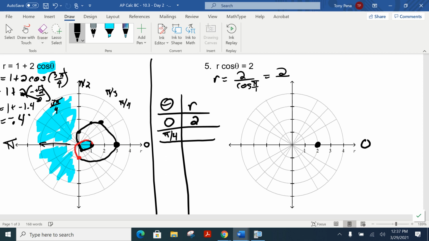So the cosine of pi over 4 is √2/2. So that's really 2 divided by √2/2, so 4 over √2. I have to cheat for that. So when we do that, that should give us 2.8 as an estimate. So look at pi over 4. Here's the pi over 4 angle. Go out to 2.8-ish, so probably right around here.